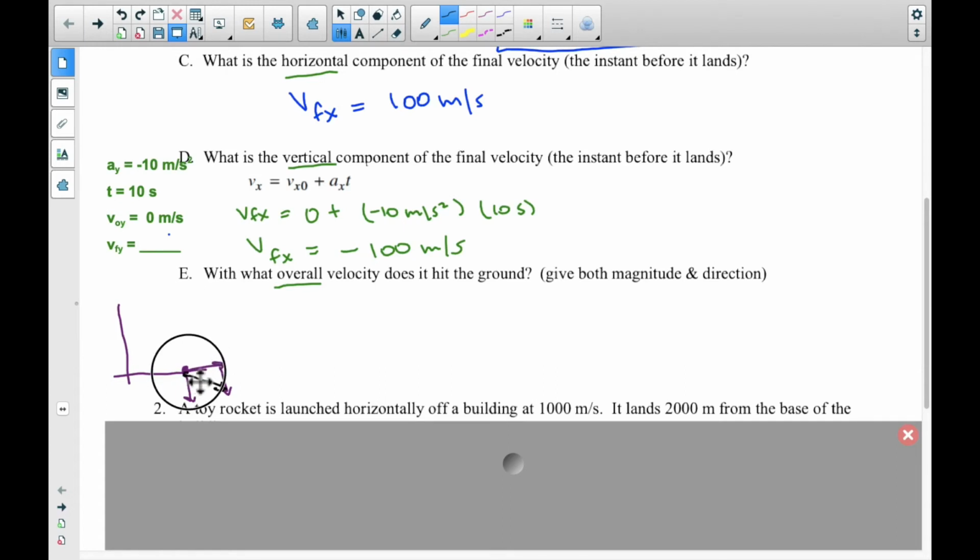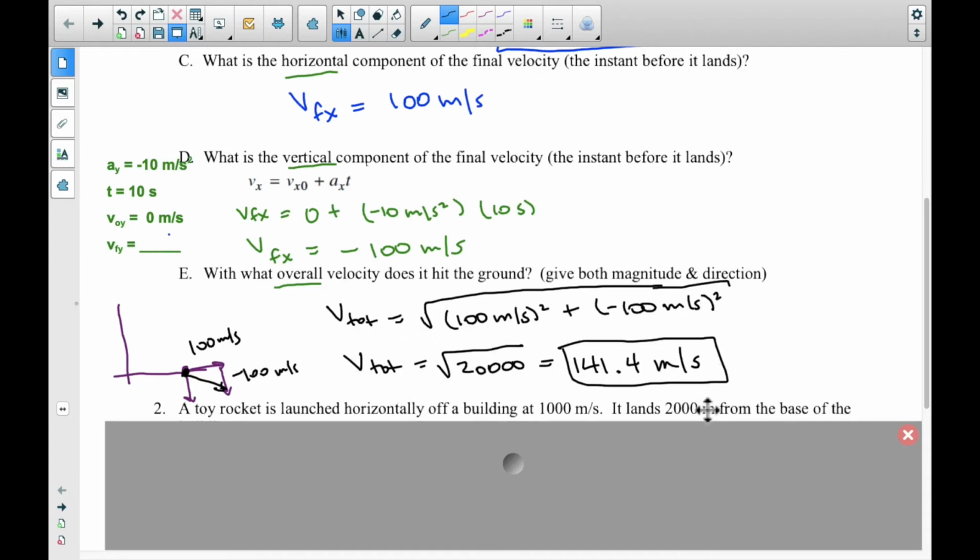Okay, well, how long is each of these vectors, each of the components? Well, 100 in the x direction and negative 100 in the y direction. And so to find that, that's going to be a Pythagorean theorem problem. So our net velocity, our total velocity, adding both of those components together is going to be 141.4 meters per second. So that's our magnitude. That's how big it is. That's what magnitude means.